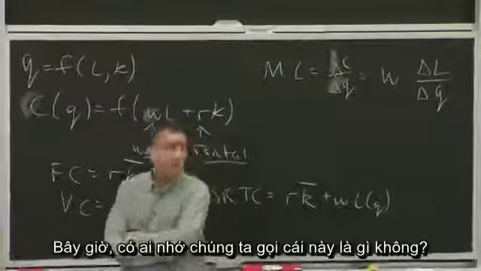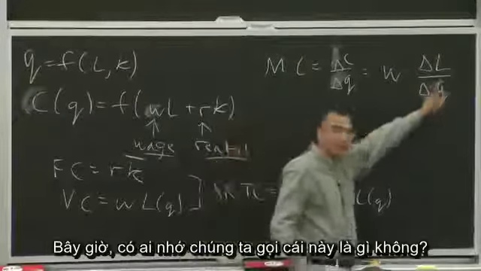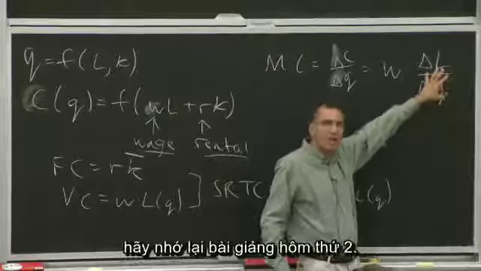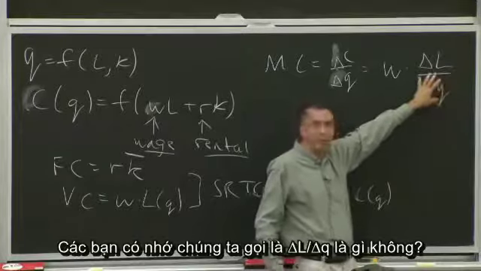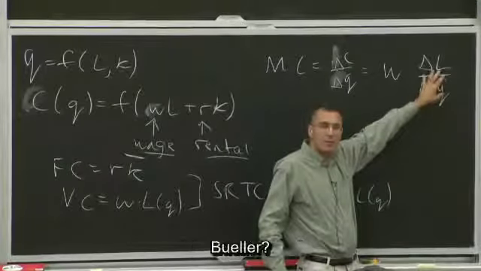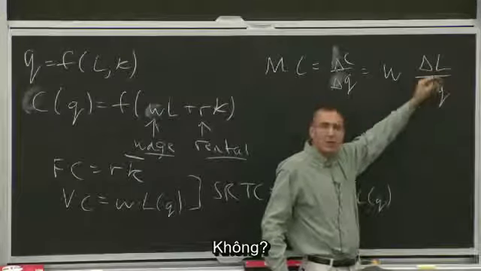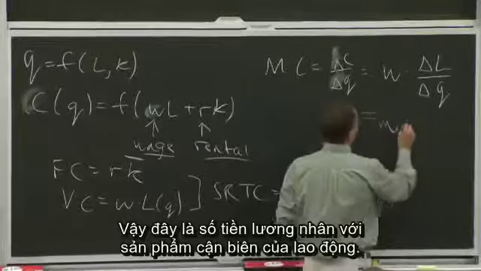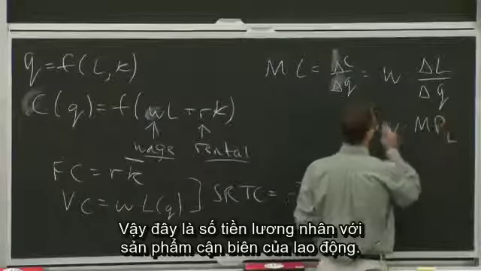Now, does anyone remember what we called this? I know this wasn't on the exam last night, so you may not. Cast your mind back to the lecture on Monday. Does anyone remember what we call delta L over delta Q? Anyone? Bueller? No, it's the marginal product of labor. Remember from Monday? So this is the wage times the marginal product of labor.